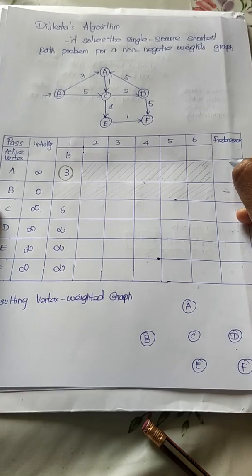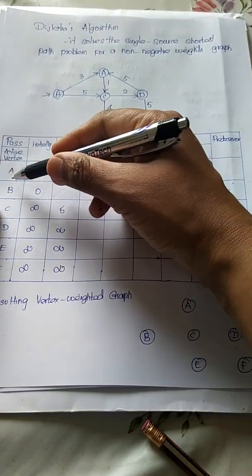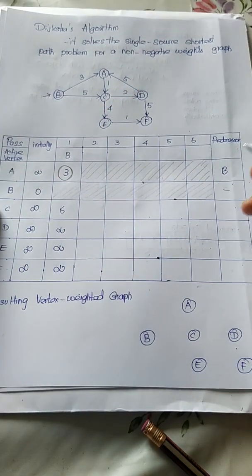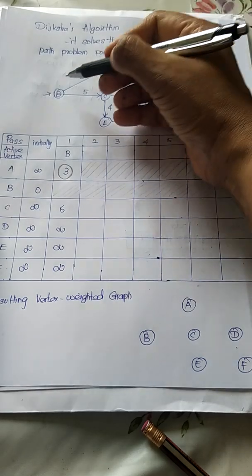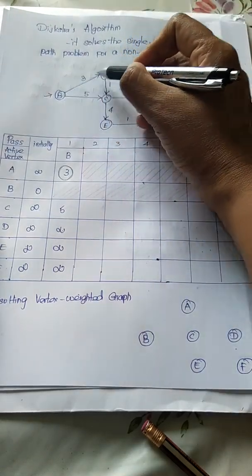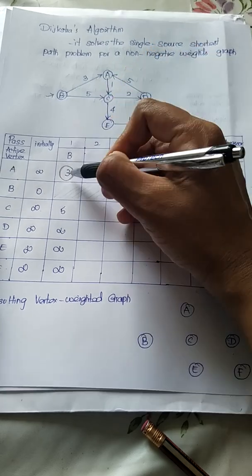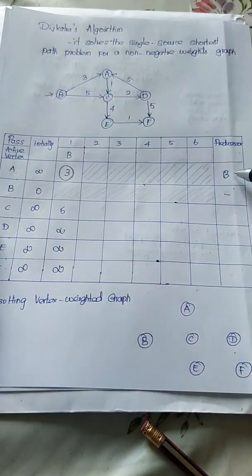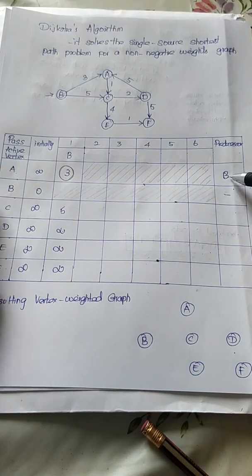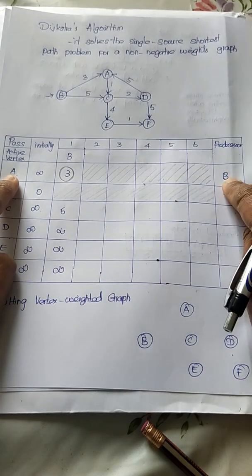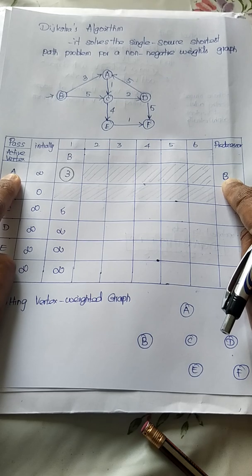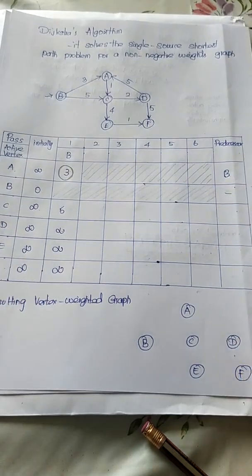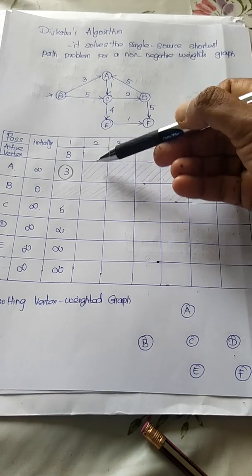Now you need to find out the predecessor. B to A. You go to A from where? From B. It comes from B to A. So this is the predecessor for A. The cost is 3. This is the meaning. Predecessor for A is B. I reach A from B. That's the meaning. Okay. Now let's continue the iteration for the next time.